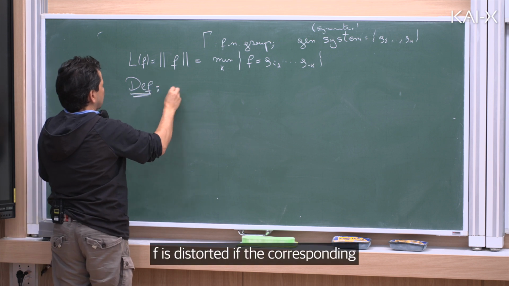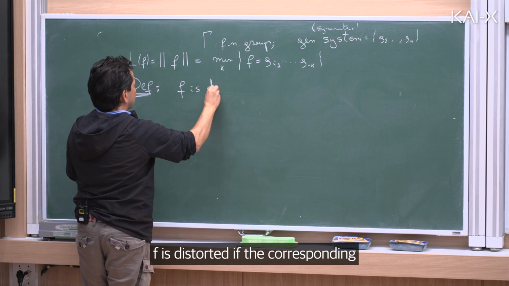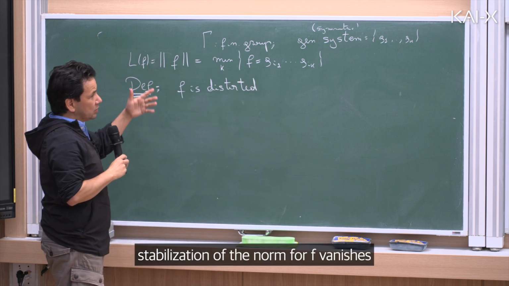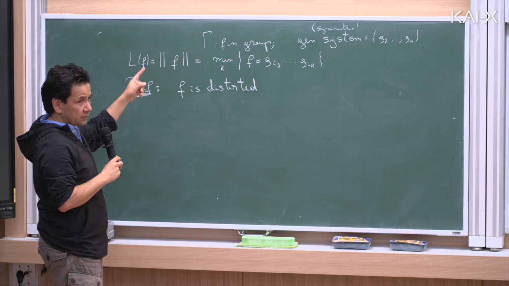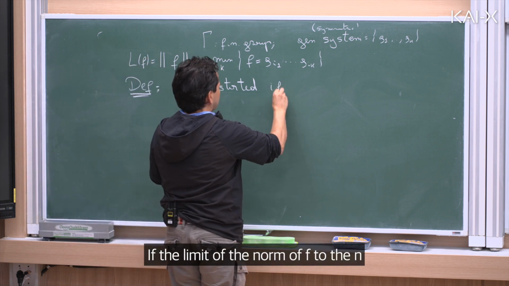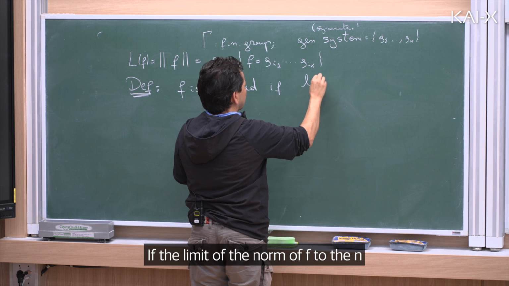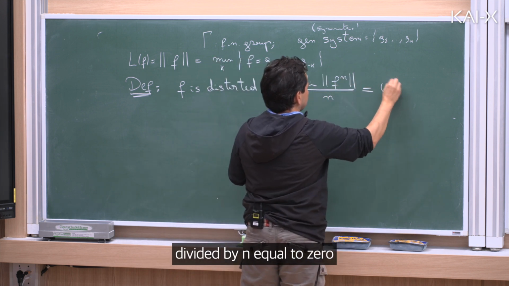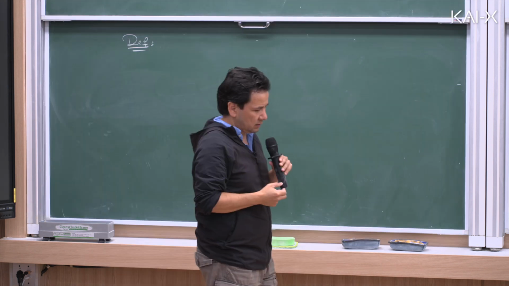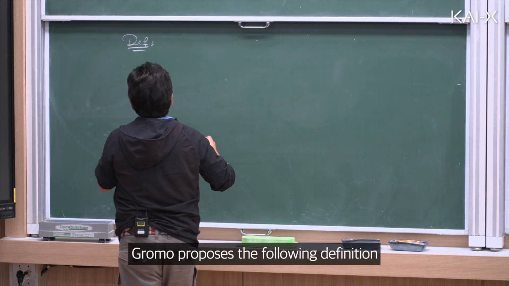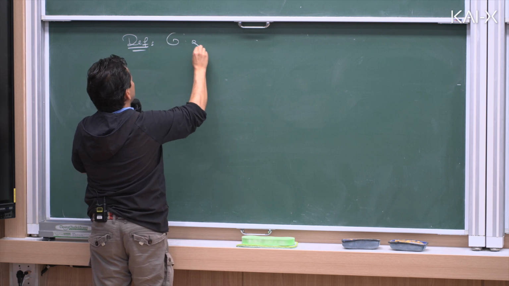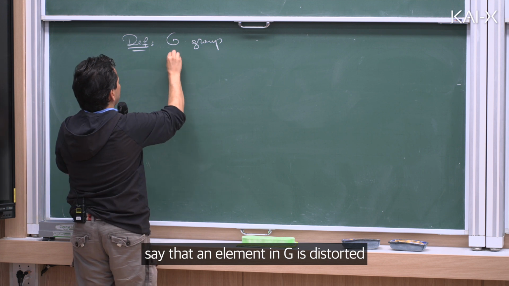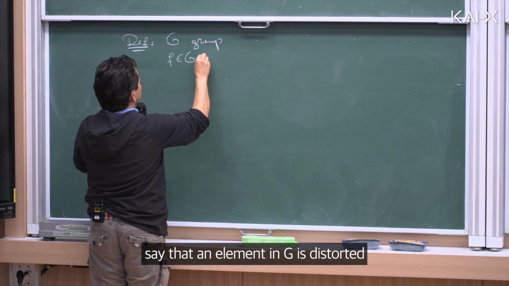f is distorted if the corresponding stabilization of the norm for f vanishes, if the limit of the norm of f to the n divided by n equals 0. Gromov proposed the following definition. Let G be any group, and say that an element in G is distorted.